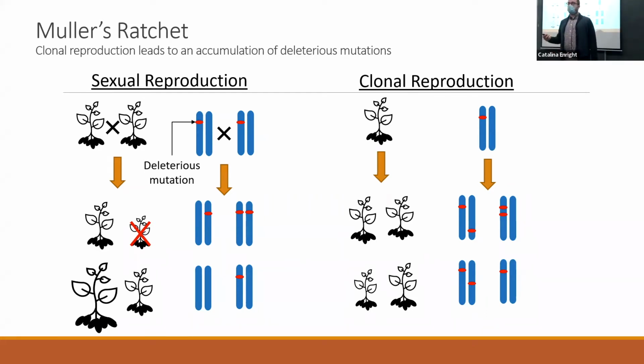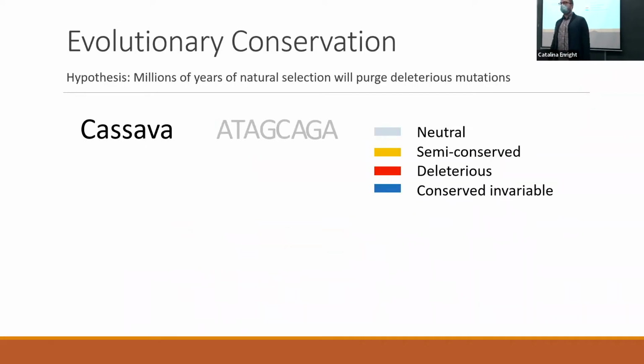So one of the things we want to ask is, if we expect a lot of this genetic load in this clonally propagated crop, how can we find it? One of the ways we can detect deleterious mutations is through evolutionary conservation and comparative genomics. The hypothesis is that over millions of years, natural selection will have purged deleterious mutations, and that if we look across species, we should be able to see which sites are conserved.